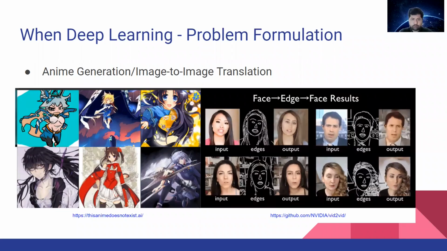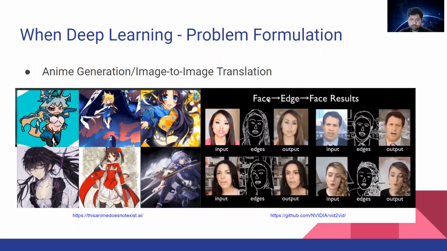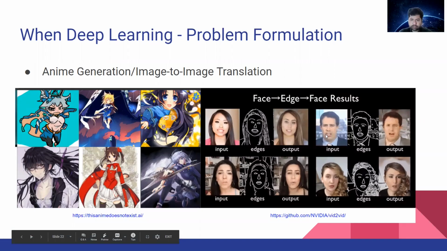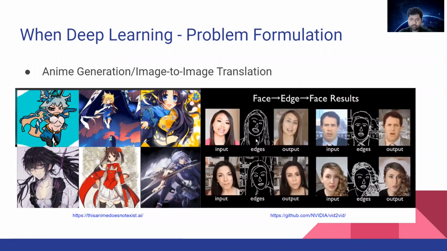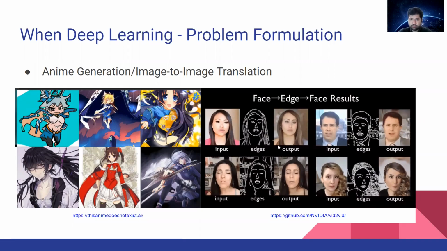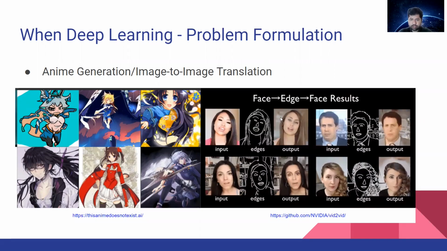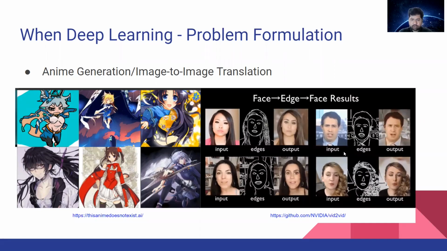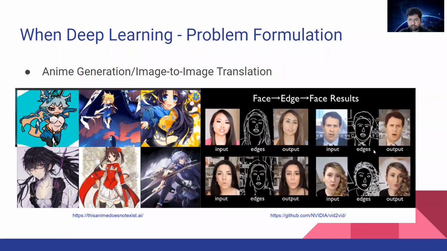And on the right, if your problem is image to image translation or video to video translation, as you can see, they are taking one face input and generating another face with the same semantics. So it's very easy to do these types of applications with deep learning.